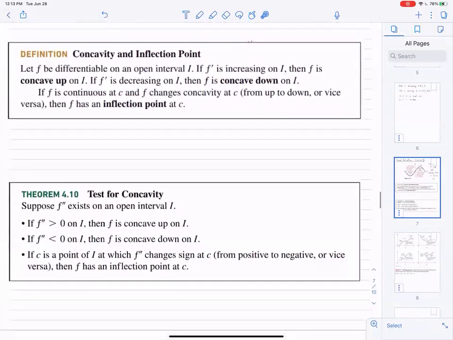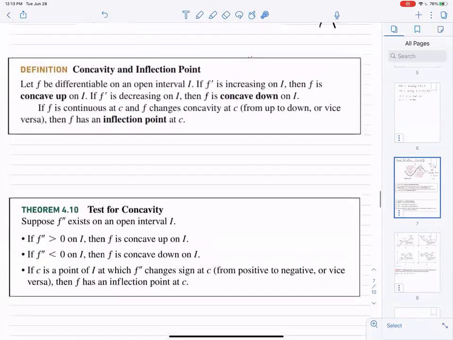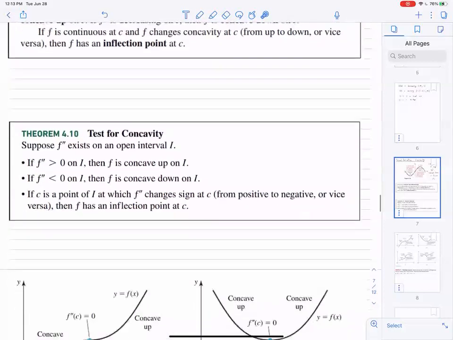A simple consequence of how those are defined is that to know when something is concave up or concave down, you really just need to look at the second derivative. If the second derivative is positive, then it's concave up. If the second derivative is negative, then it's concave down. If the second derivative changes sign at a point c, from positive to negative or from negative to positive, then that's an inflection point.